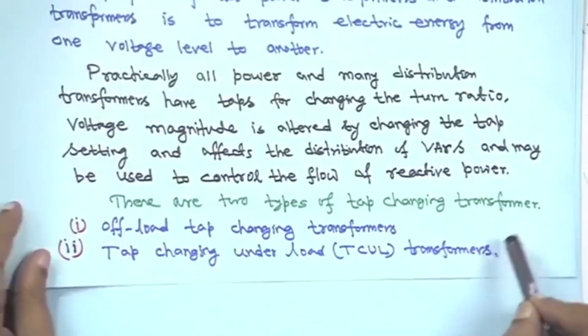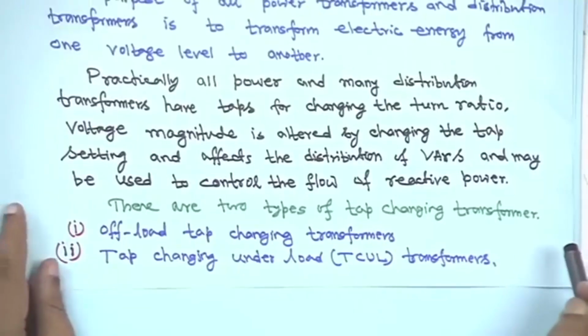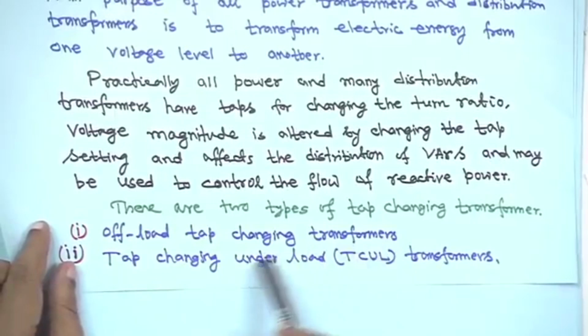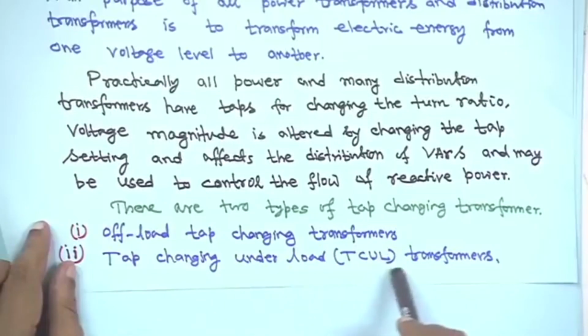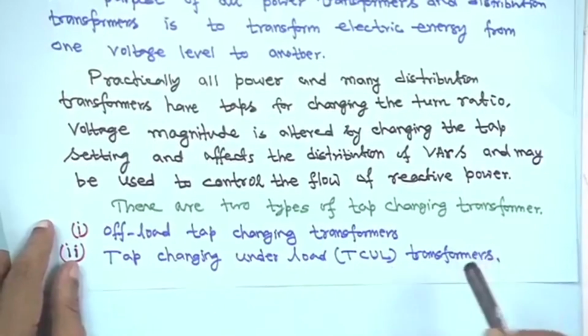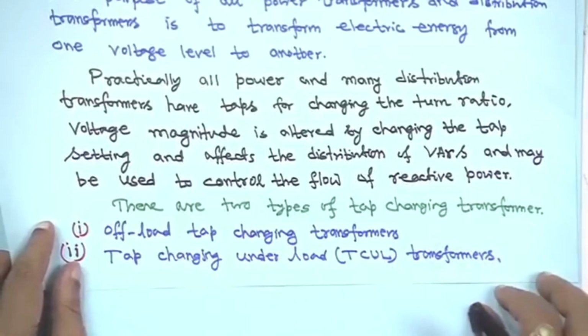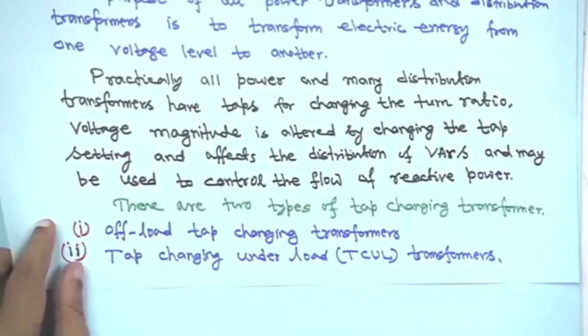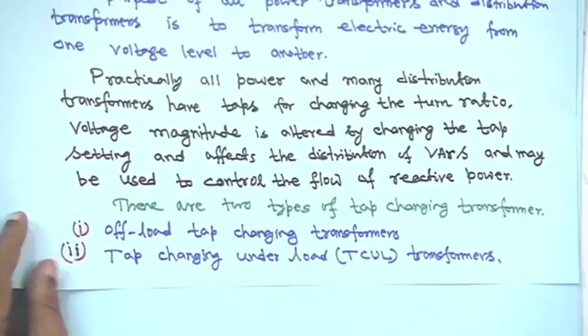Basically there are two types of tap changing transformer. One is the offload tap changing transformer, another is the tap changing under load, TCUL, transformer. Offload means you have to disconnect the load from the transformer, then change the tap, and the other, tap changing under load, means you can change the tap online.